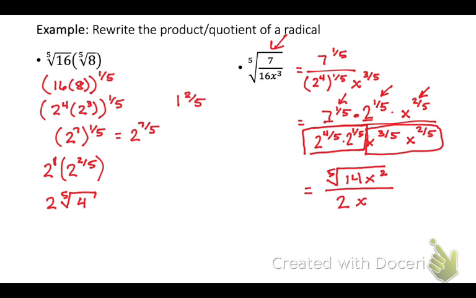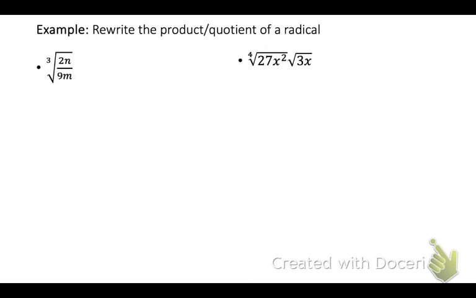So that is called rationalization. We have done it with square roots. Now we're just doing it with different roots. So let's do it again. Rewrite the product quotient of the radical. Can we reduce anything in the cube root first? No. If we could, we would.